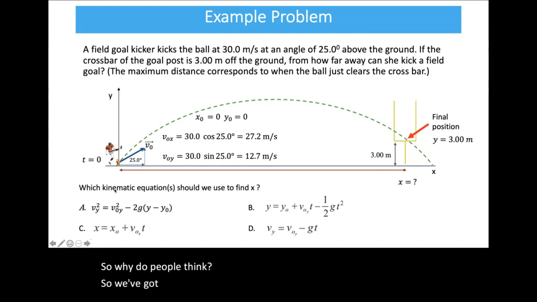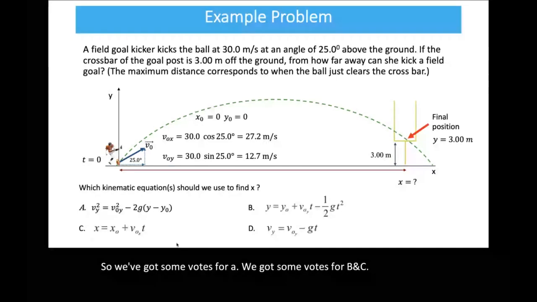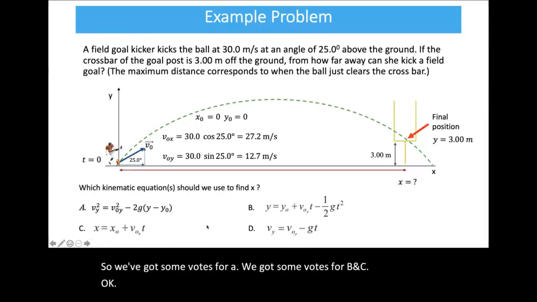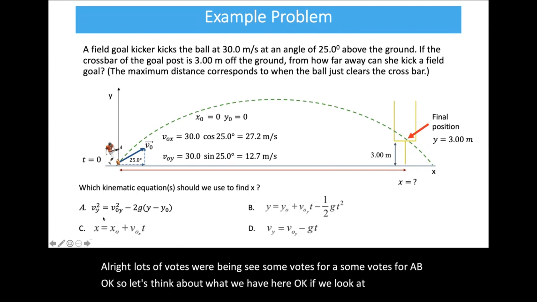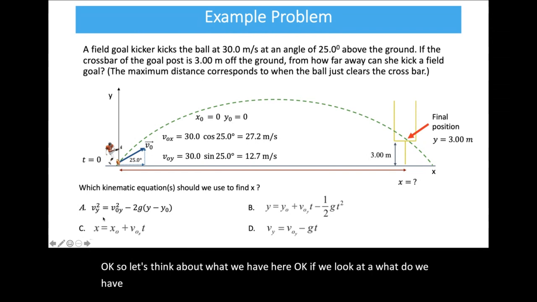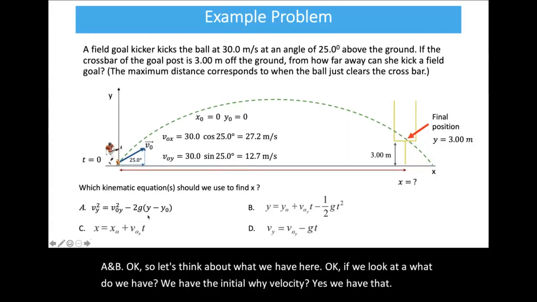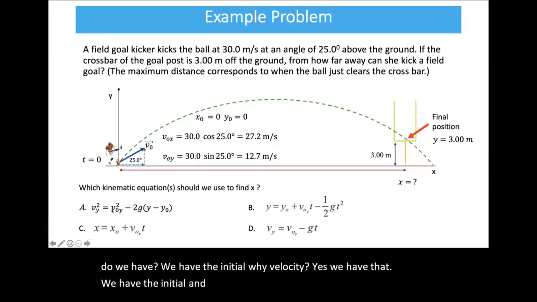So we've got some votes for A, we've got some votes for B and C. All right, lots of votes for B and C, some votes for A, some votes for A and B. Okay, so let's think about what we have here. If we look at A, what do we have? We have the initial y velocity. Yes, we have that. We have the initial and the final y. Yes, we have both of those.